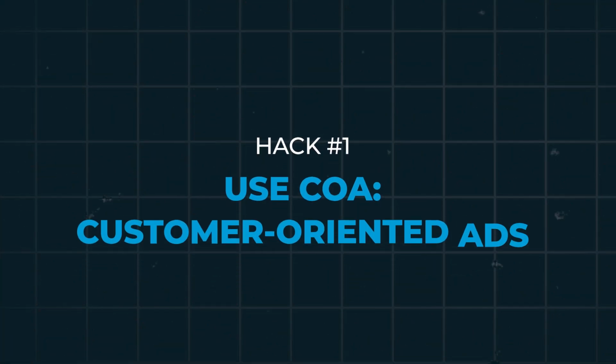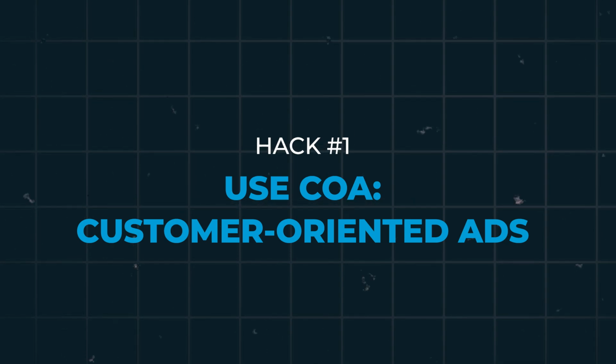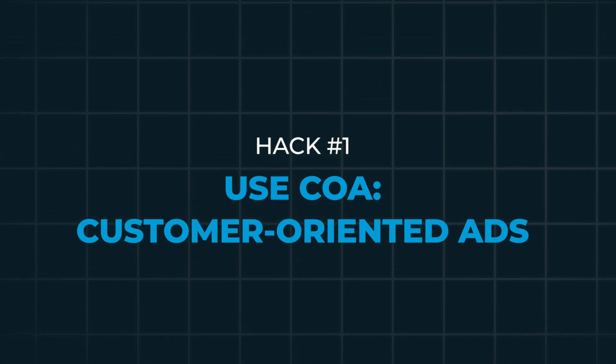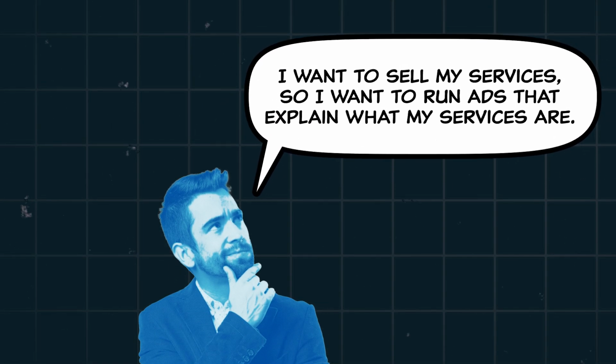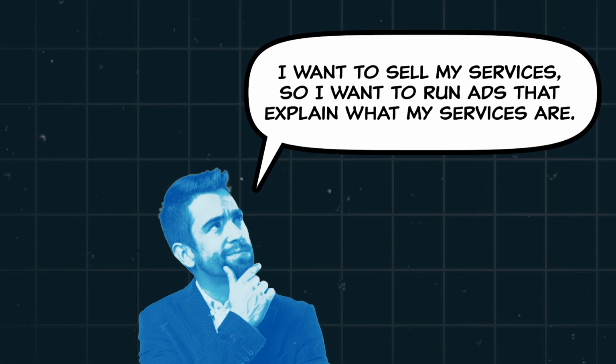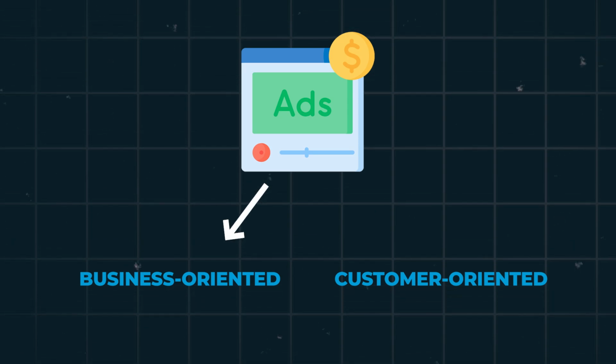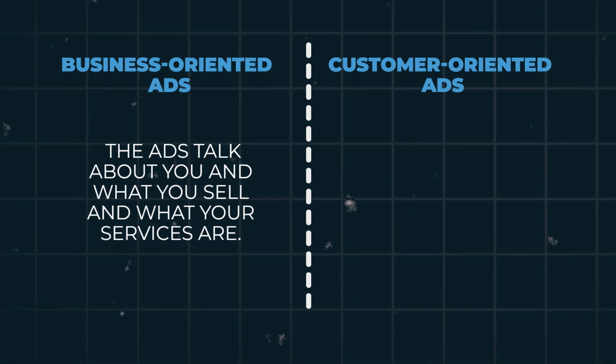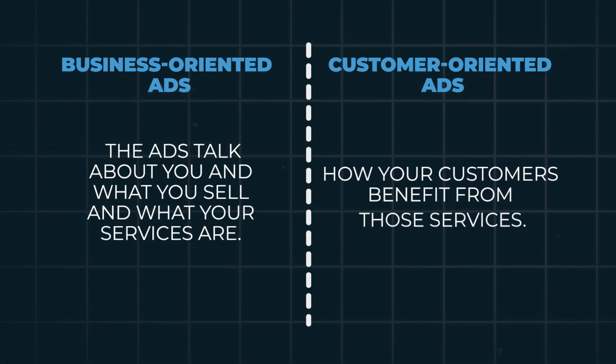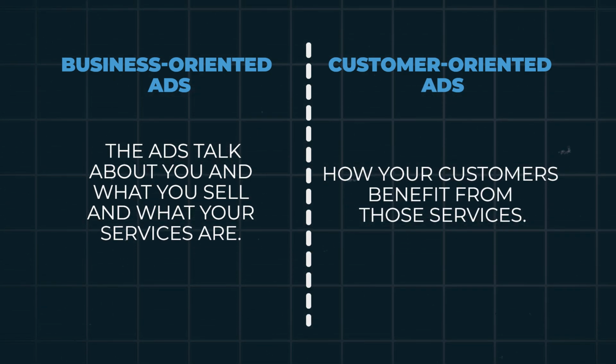So jumping right in with Facebook ad hack number 1, use COA, customer-oriented ads. A lot of businesses think like this: I want to sell my services, so I'm going to run ads that explain what my services are. The problem with that is that those ads tend to be business-oriented instead of customer-oriented. What do I mean by that? I mean the ads talk about you and what you sell and what your services are instead of how your customer benefits from those services.